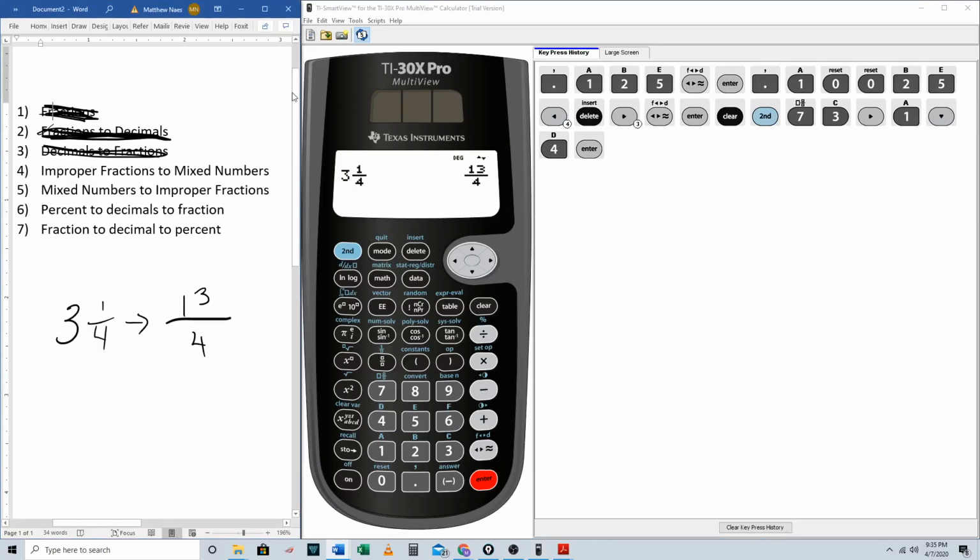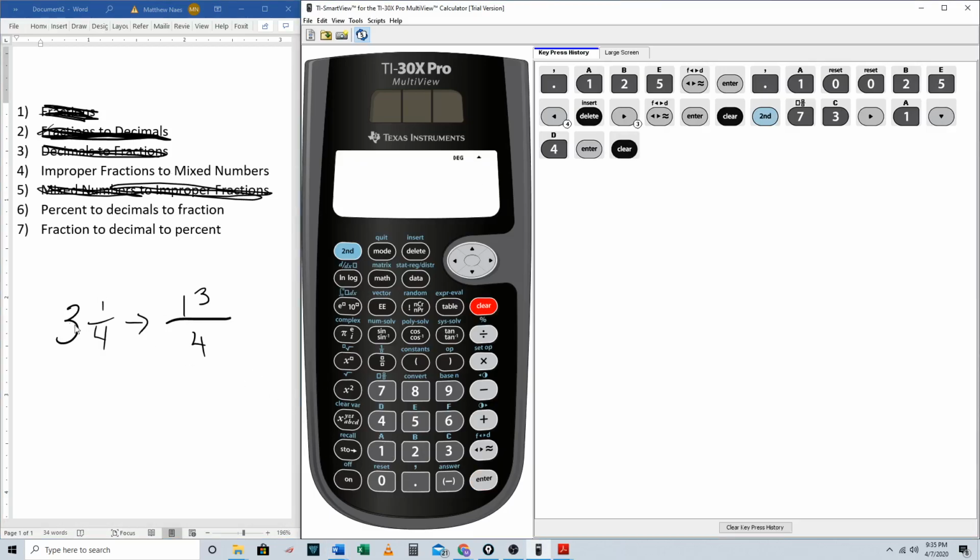So that's how we convert any mixed number to improper, because that's honestly really easy to do. You just type it in and press enter. It automatically converts it to improper. But how do we convert any improper to mixed numbers? Okay, so let's do that.